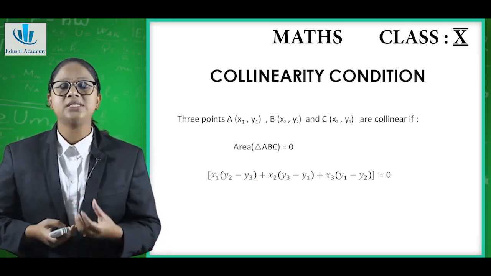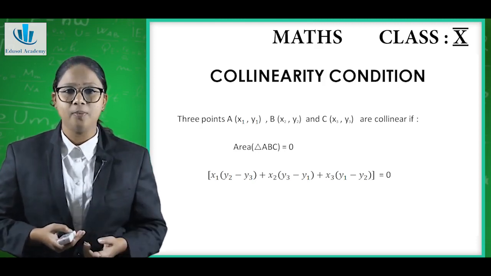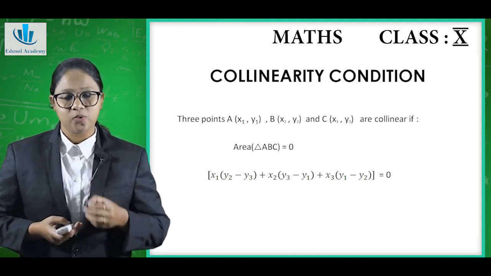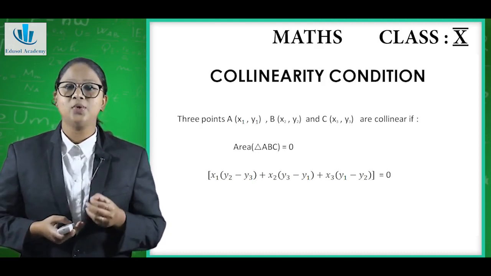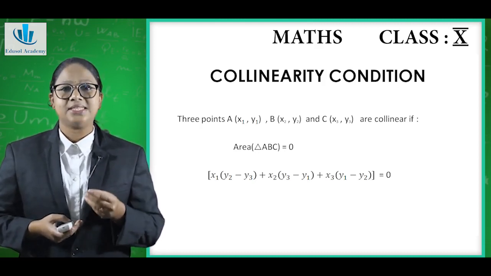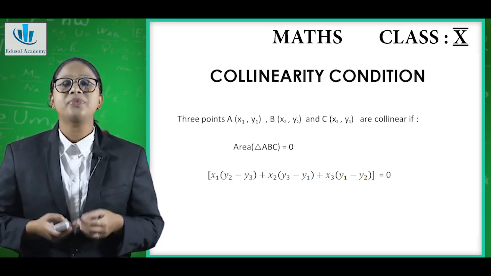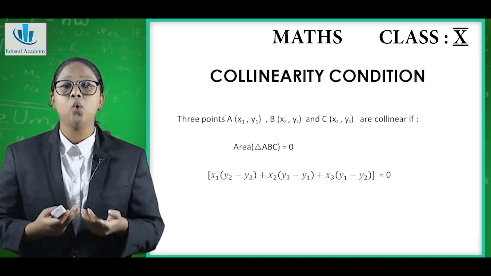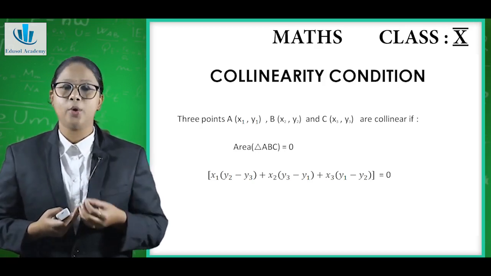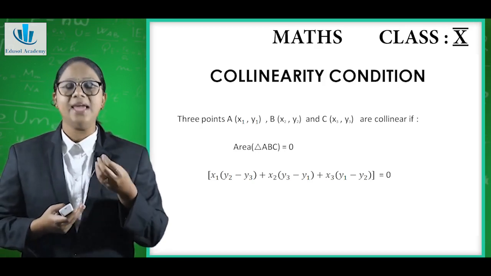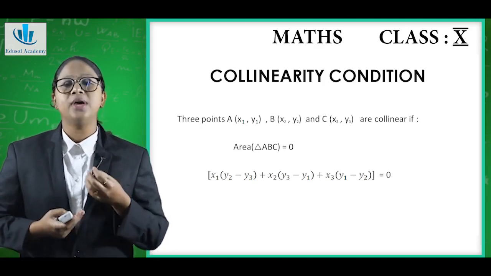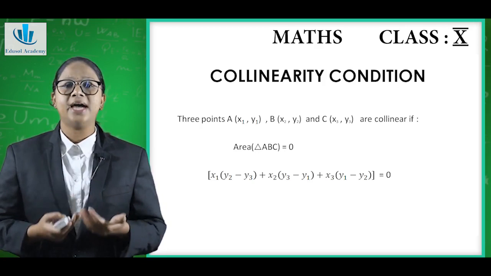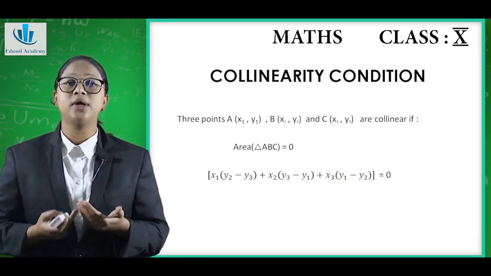So we can equate the triangle formula, half into x1 into (y2 minus y3) plus x2 into (y3 minus y1) plus x3 into (y1 minus y2), equal to 0. Provided that we know the coordinates of these 3 points, x1, y1, x2, y2 and x3, y3, the question will be asked to prove that these 3 points are collinear.